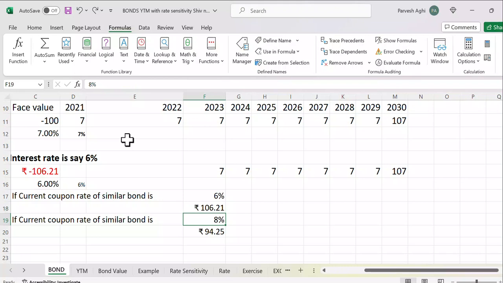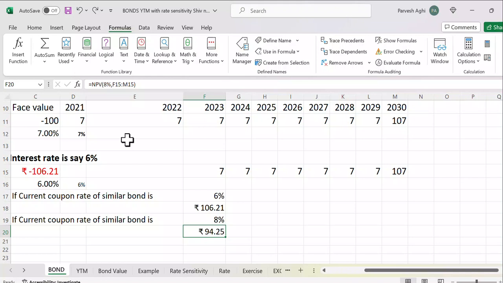Let's check that. Suppose the interest rate goes up to 8%, and the old bond was carrying 7%. So nobody is going to buy the old bond. Everybody is going to buy the new bond because it is giving you 8% from the issuer. Now if somebody wants to sell this bond, he's in desperate need of money, so he has to give a discount, because nobody is going to buy the bond at 100 rupees when it is going to give only 7%, whereas the current bond in the market is selling at 8%. So there will be a decline in the bond price. As the interest rate goes up, the bond prices fall. As the interest rate falls, the bond prices go up.